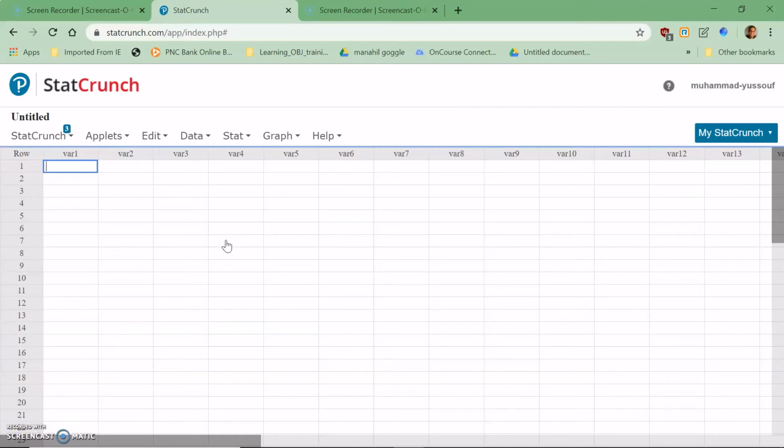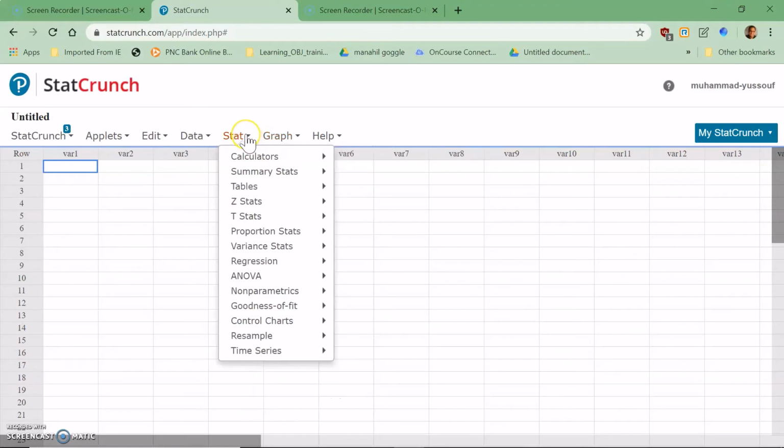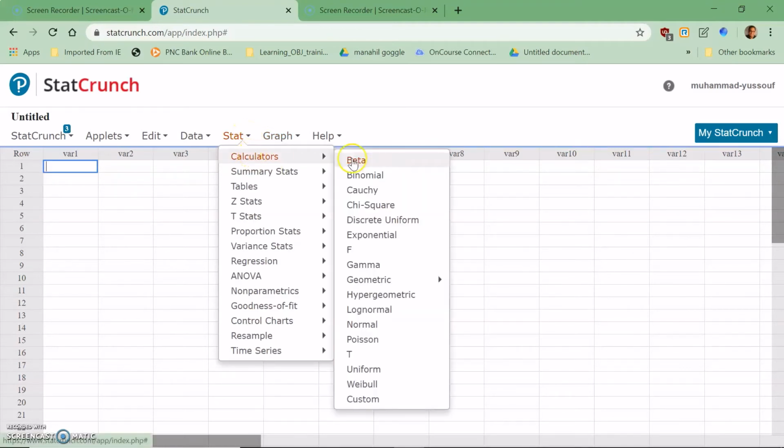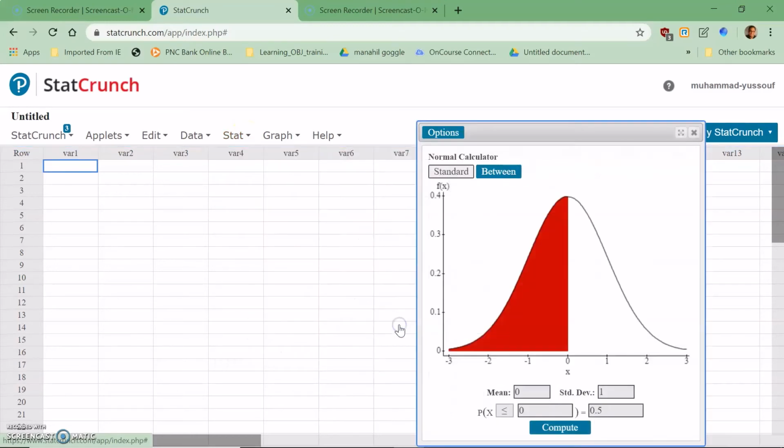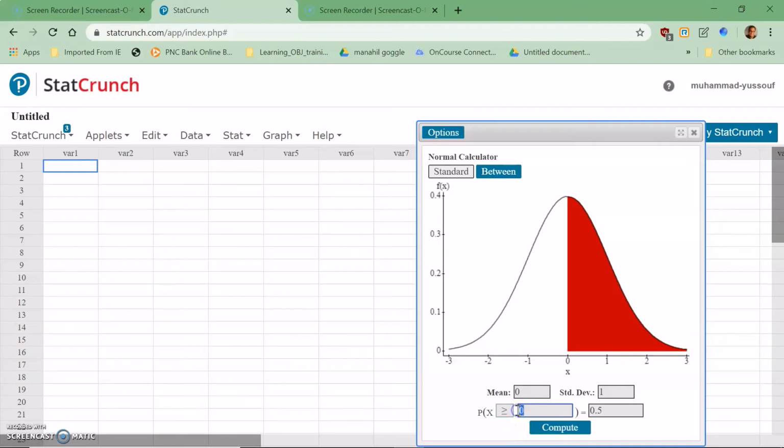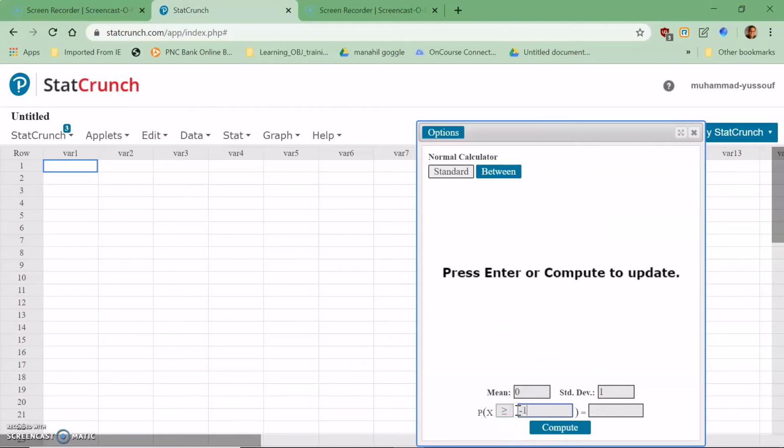Let us see another technology, how it can help us: StatCrunch. You go to Stat, go to Calculators, and go to Normal. Now you have to fill up these things, and then you hit Compute. The mean is 0, that's okay. The standard deviation is 1, that's okay. We are looking for the probability when x or z is greater than or equal to -1. So this has to be changed to a greater than, and this has to be changed to -1.